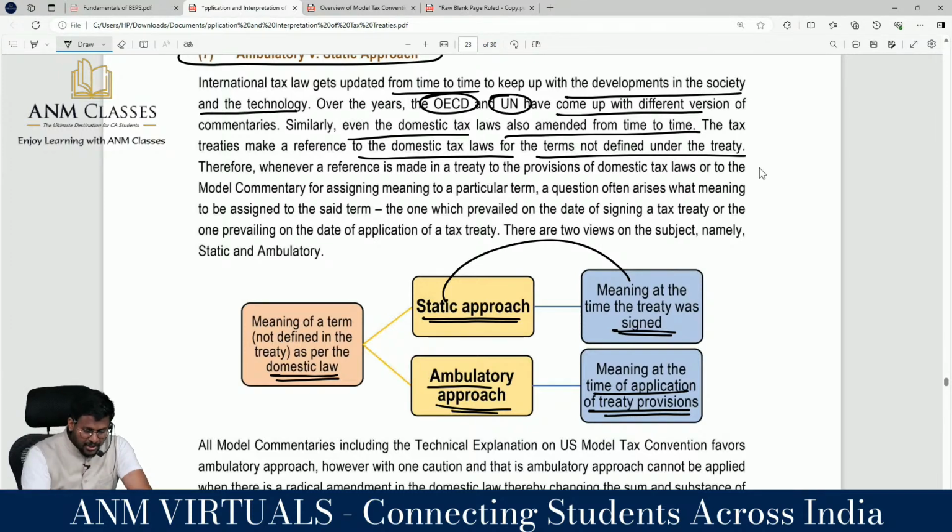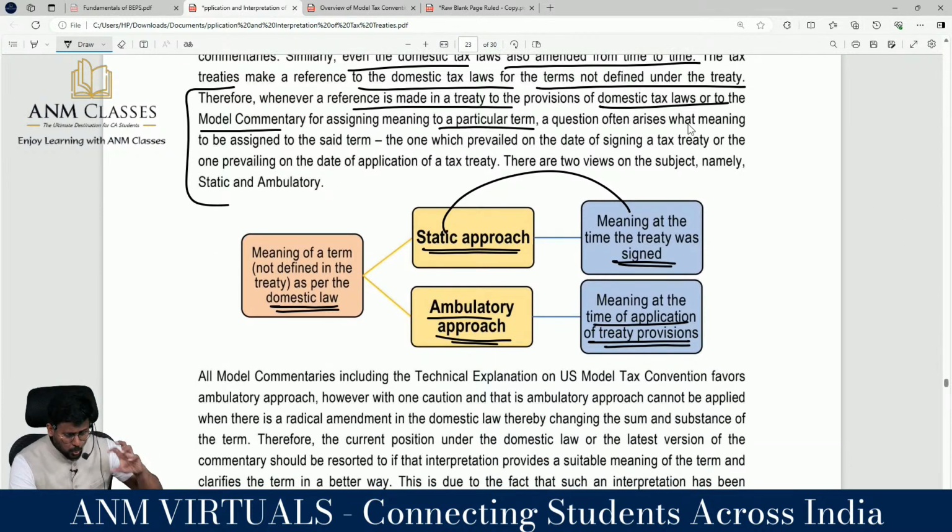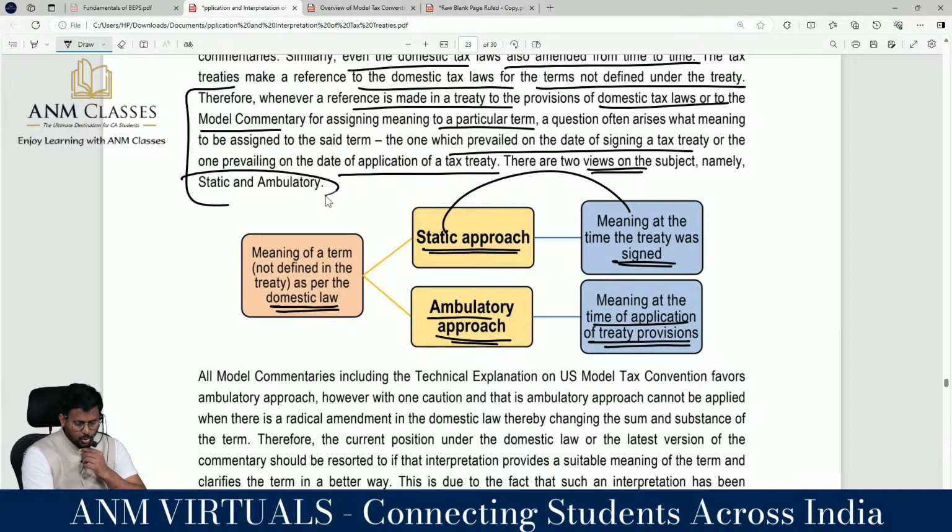Therefore, whenever a reference is made in a treaty to the provisions of domestic law or to the model commentary for assigning meaning to any term, the question often arises what meaning is to be assigned to the said term: the one which prevailed on the date of signing the treaty or the one prevailing on the date of application of the tax treaty. So there are two views on the subject. One is the static view and the other is the ambulatory view.